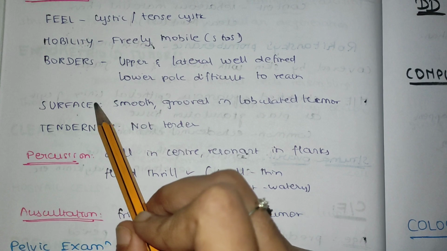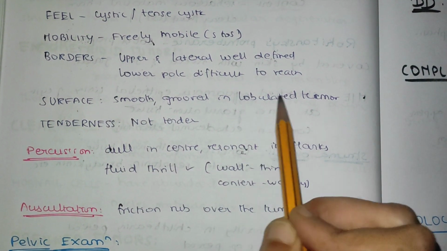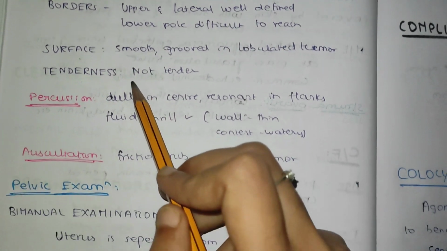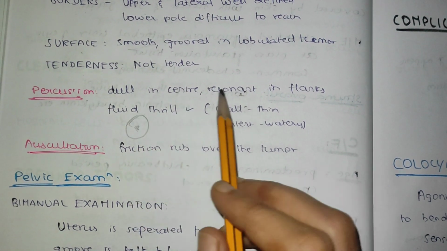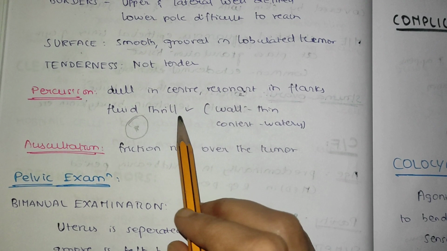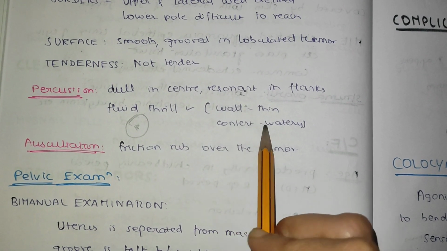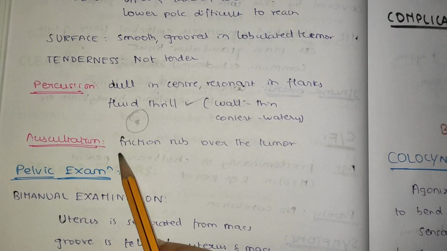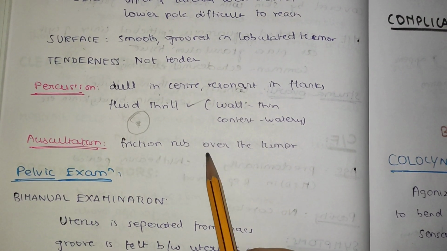Next is the surface. Surface is smooth, and in a lobulated tumor it is grooved. Tenderness is not present here. On percussion, the center is dull and the flanks are resonant. If the wall is thin and the content is watery, a fluid thrill is present. Next is auscultation. On auscultation, a friction rub over the tumor is heard.